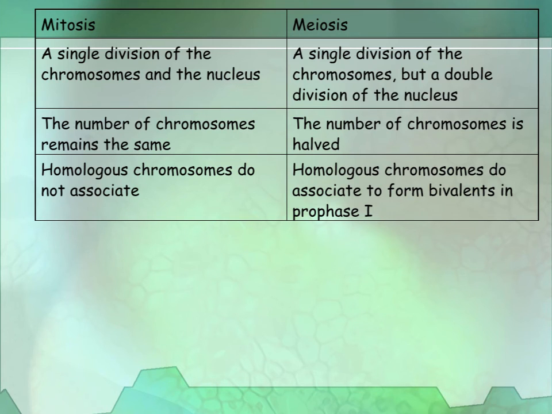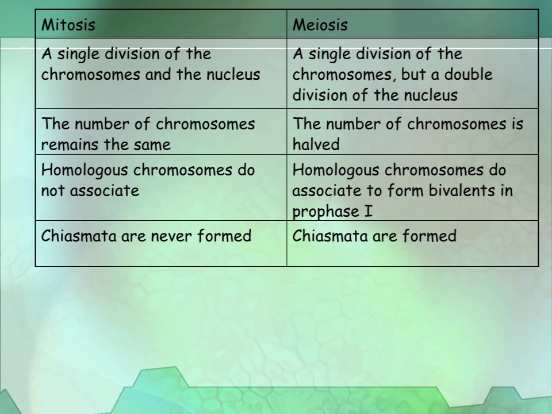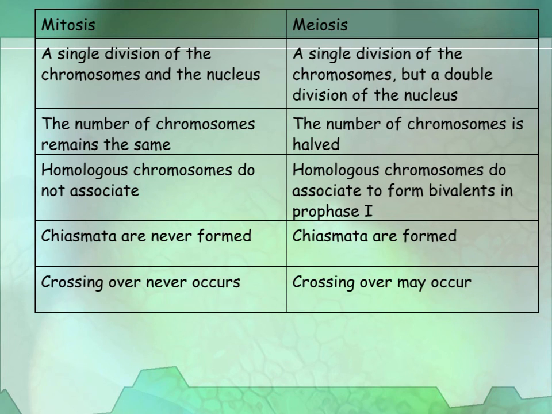In mitosis, homologous chromosomes don't associate. In meiosis, homologous chromosomes do associate to form bivalents in prophase I. In mitosis, chiasmata are never formed. In meiosis, you have chiasmata being formed. In mitosis, crossing over never occurs. In meiosis, you do have crossing over.